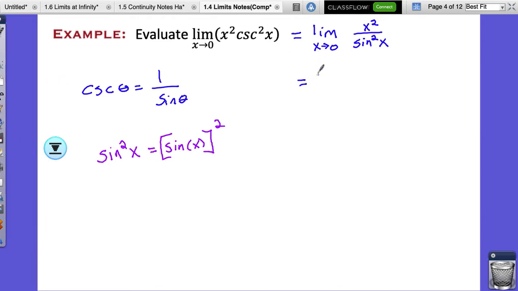All right, so I can actually then separate it. Since it's x squared, which is x times x, over sine squared of x, which is sine of x times sine of x, I can break that apart into x over the sine of x times x over the sine of x. I often put parentheses around the argument of the trig function, just to be totally clear of what's inside the trig function. If you just wrote sine x, you're good.